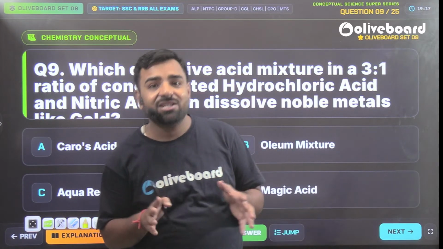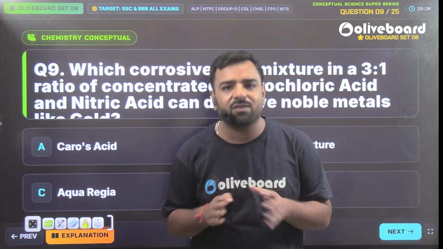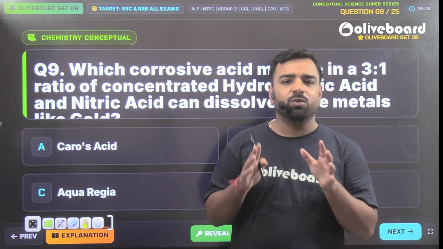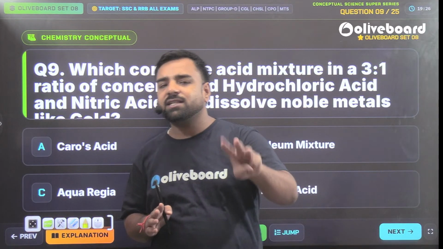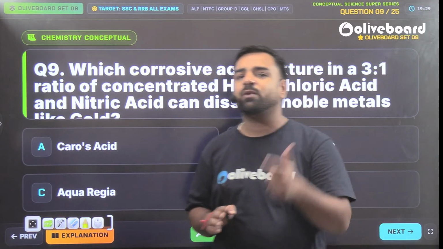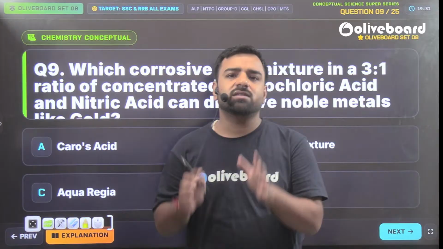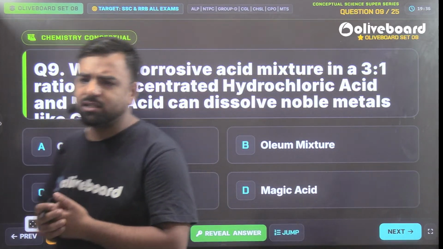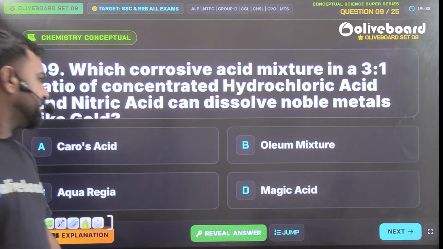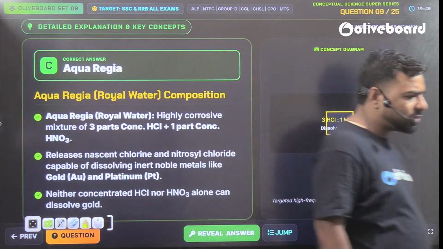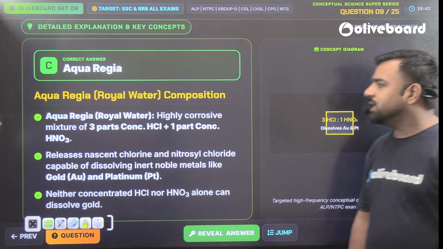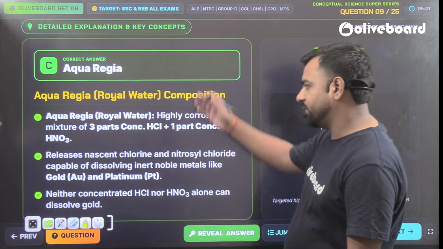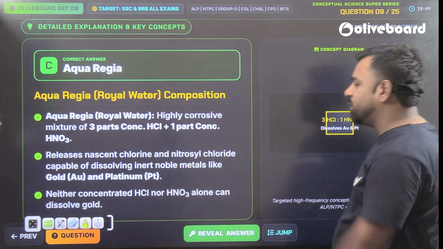So here a special mixture is made that's known as aqua regia, where we have 3 parts of HCl and 1 part of HNO3. That's the molar ratio you need to remember. 3 parts of HCl and 1 part of HNO3 gives you aqua regia, in which the gold dissolves, and all the goldsmiths use this aqua regia. So the correct answer is C, aqua regia, and you must remember that ratio, 3:1. It is a highly corrosive mixture of 3 parts of concentrated HCl and 1 part of concentrated HNO3. For gold and platinum, we use this only.